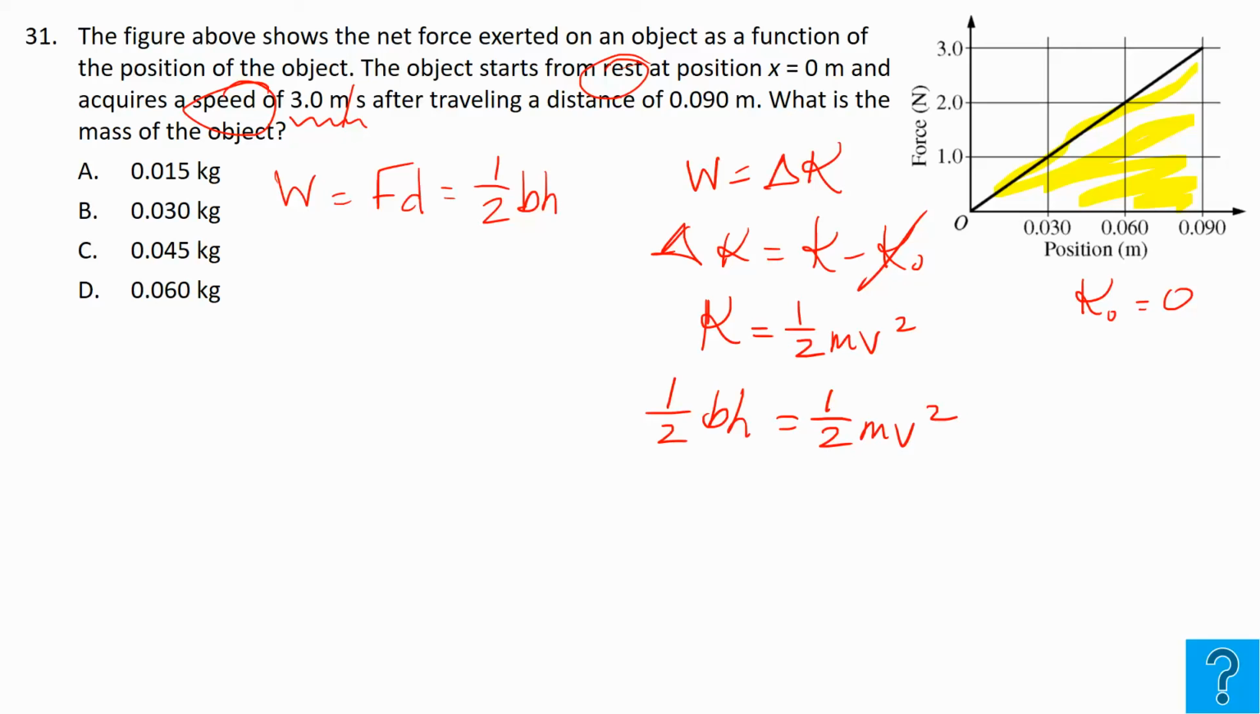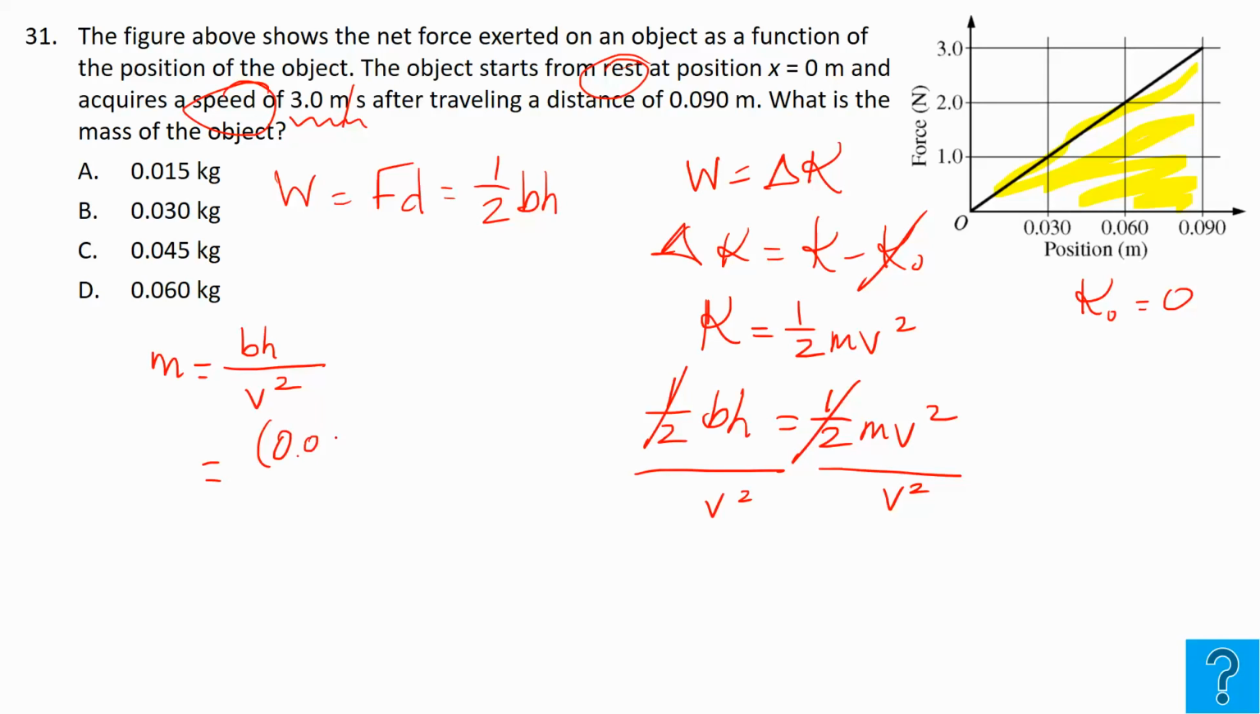And we can now solve this for m. We can cancel out anything that's on both sides, which means that the 1/2 can go away. We can also go ahead and divide out the v squared. And when we do that, we're left with m equals bh over v squared.